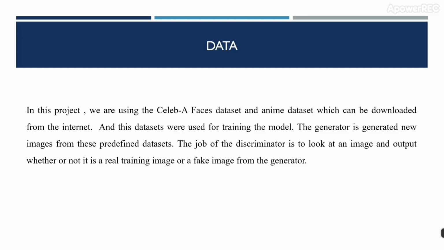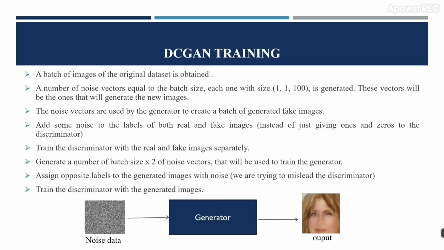And next, coming to the DCGAN training. A batch of images of the original dataset is given to the DCGAN model. A number of noise vectors equal to the batch size were generated. These noise vectors were used by the generator to create the batch of new images.